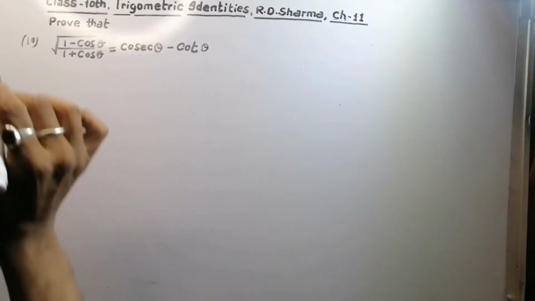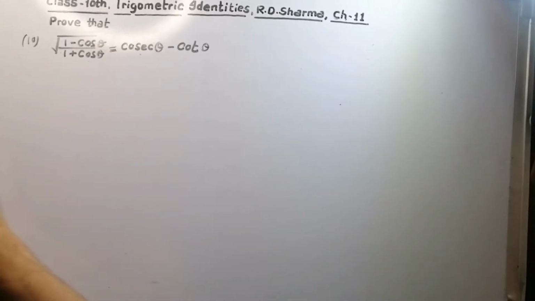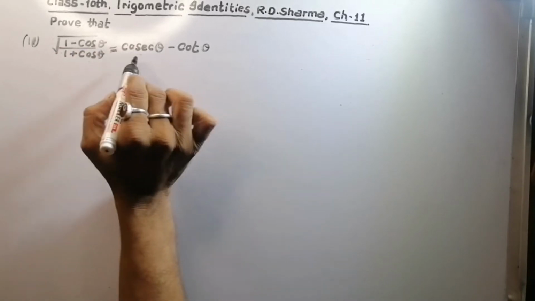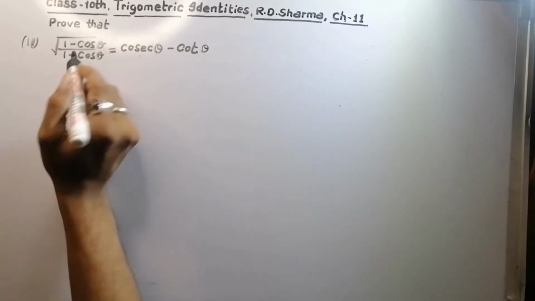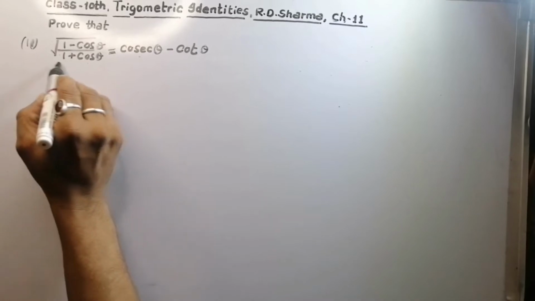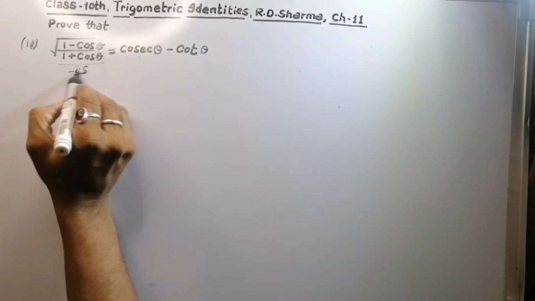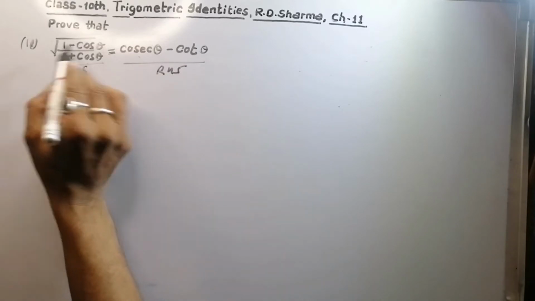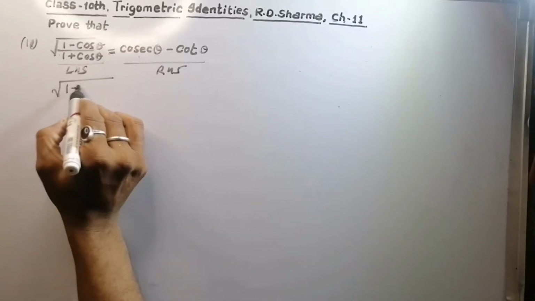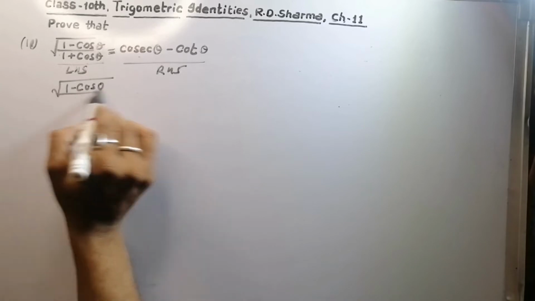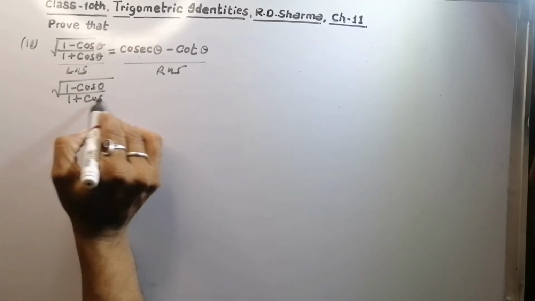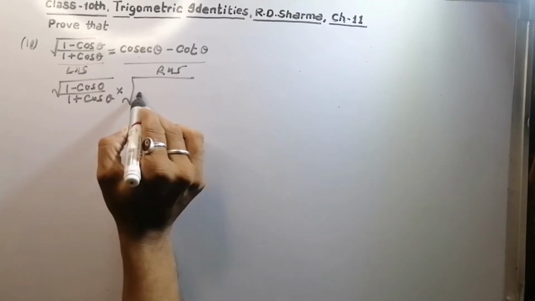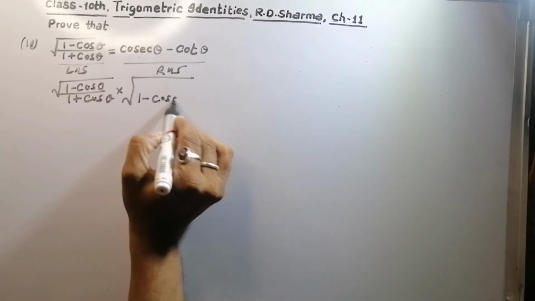Question number 11. Under root 1 minus cos theta upon 1 plus cos theta is equal to cosec theta minus cot theta. So we can rationalize it by multiplying. First we take the left hand side and right hand side separately. So we can write 1 minus cos theta upon 1 plus cos theta, multiplied by the opposite of it, 1 minus cos theta.